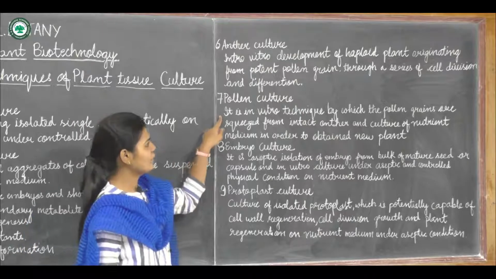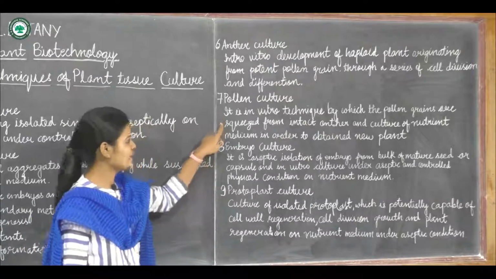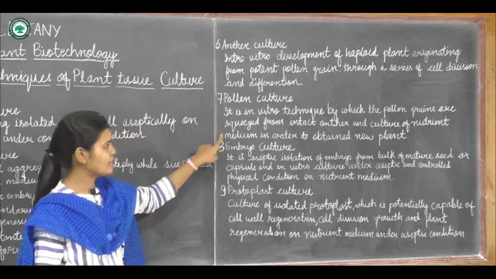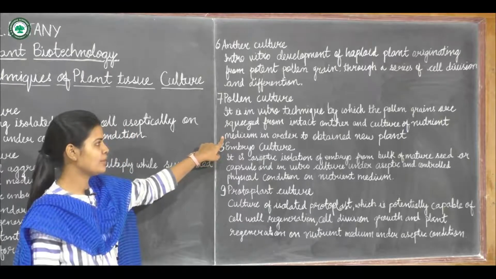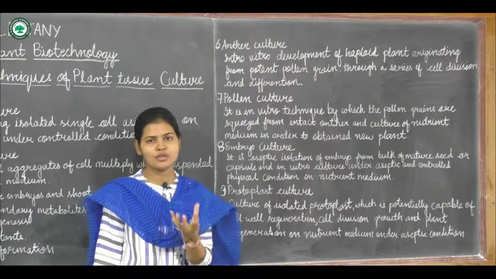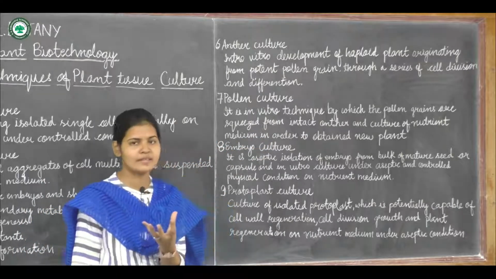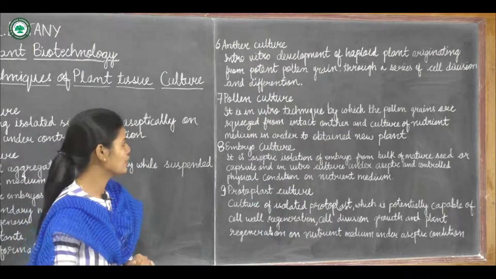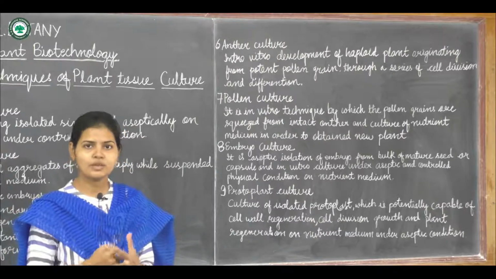So, in this in vitro technique, pollen grains are squeezed from the intact anther and cultured on the nutrient medium in order to obtain a new plant. So what is done here? The anther is squeezed, and from that the pollen is taken out and allowed to grow on a nutrient medium in order to obtain a new plant.